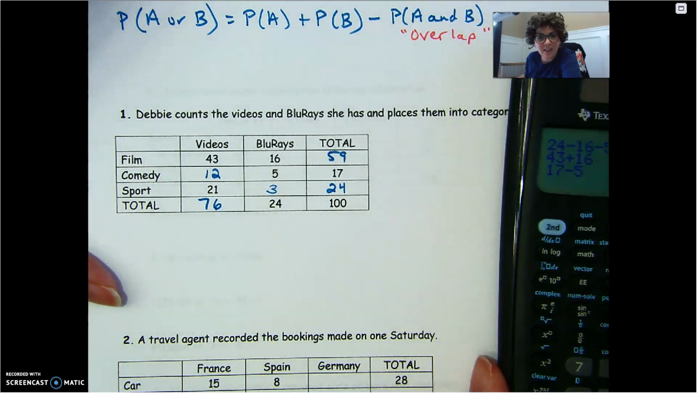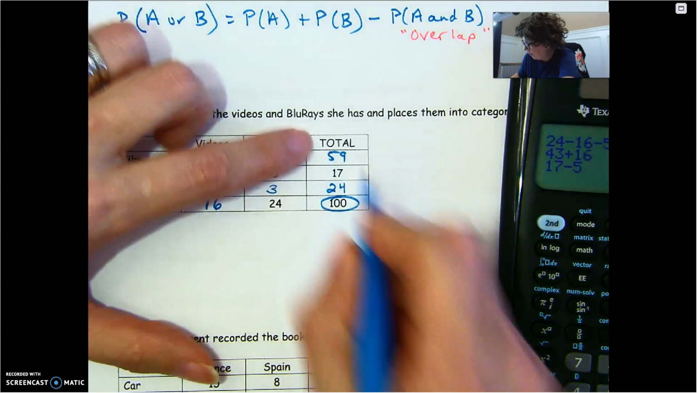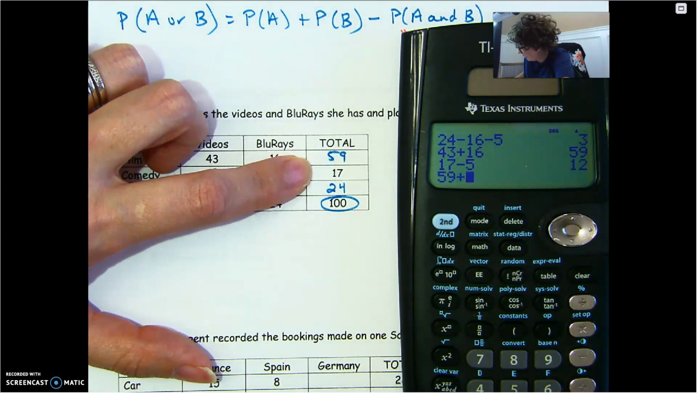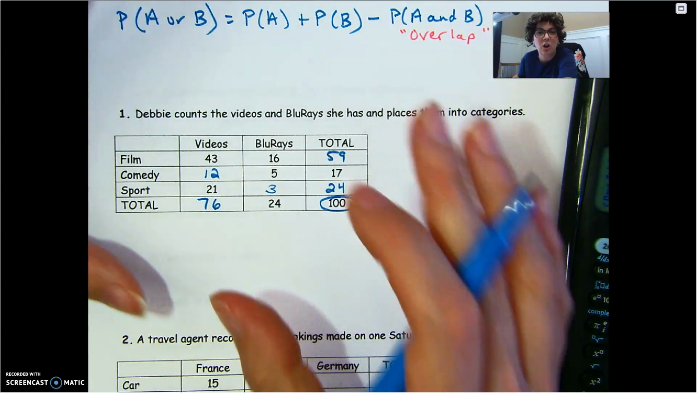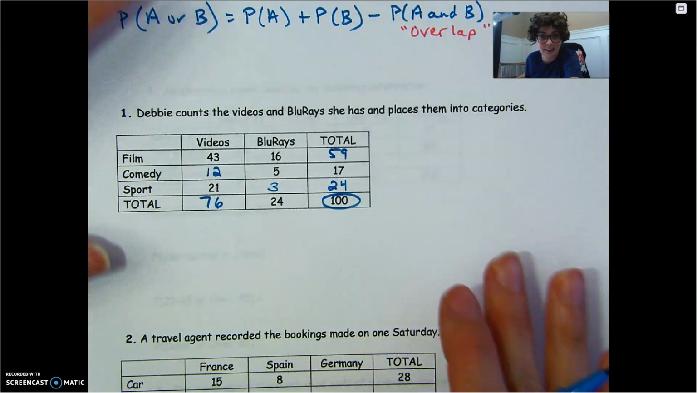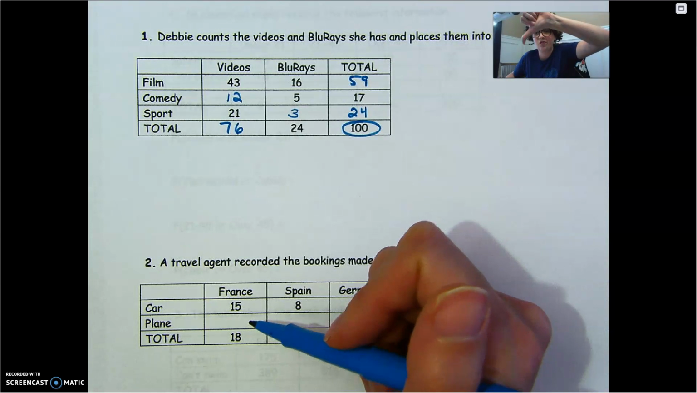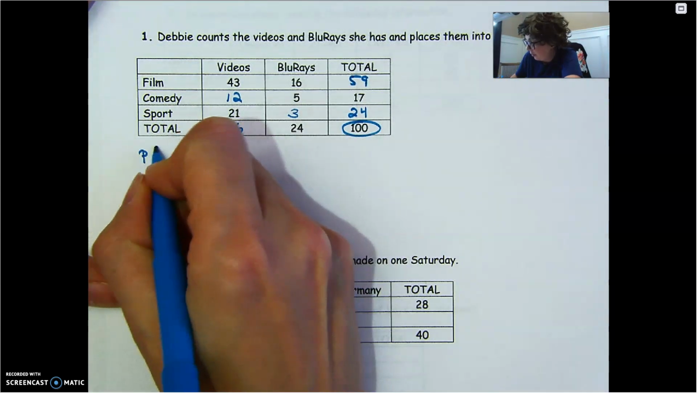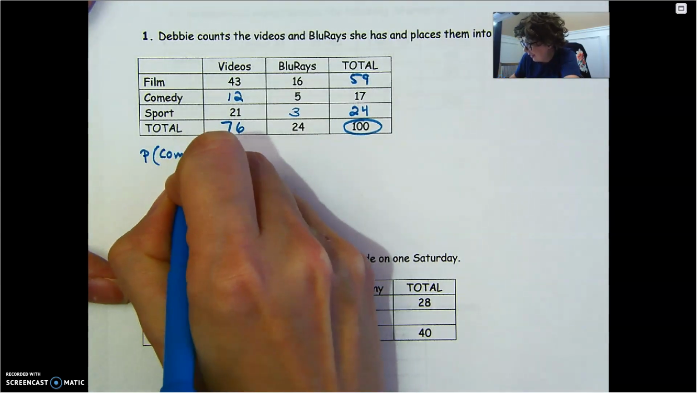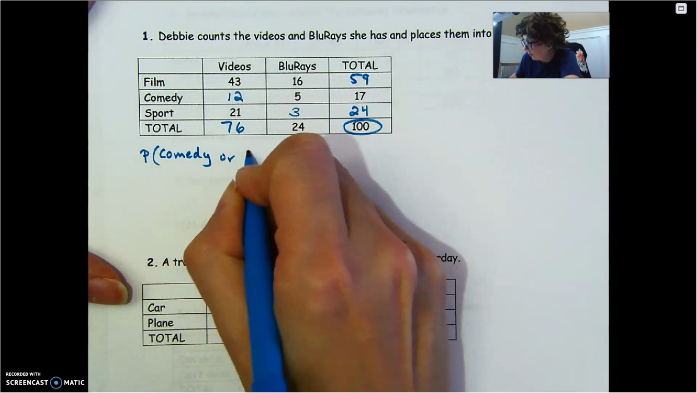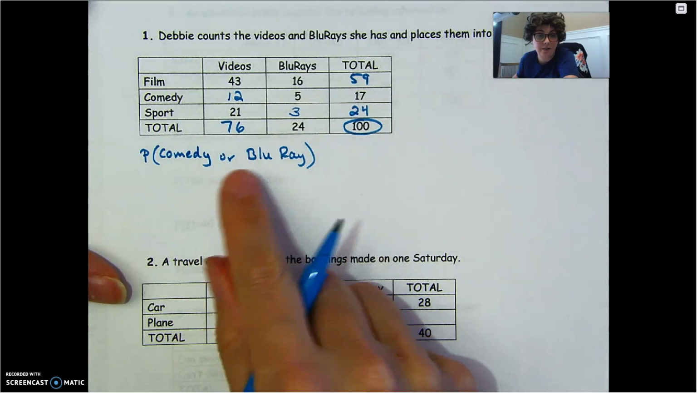And let's just make sure everything's good to go. 76 plus 24 is 100. And 59 plus 17 plus 24 is 100. All right, so we did the chart perfectly done. That's going to be important because if the chart's not right, then the probability is going to be off. All right. So here we go. First question of the day. I want the probability of a comedy or Blu-ray. All right, probability of comedy or Blu-ray.